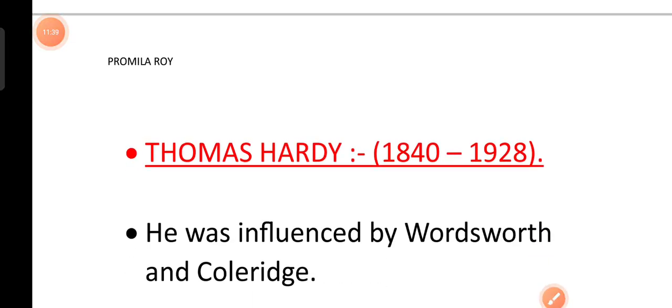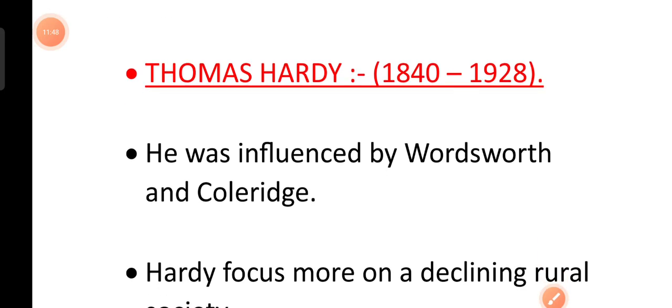Then next we will see Thomas Hardy. And Thomas Hardy plays a major role in Victorian novels as a novelist. Understood? Thomas Hardy is very important.